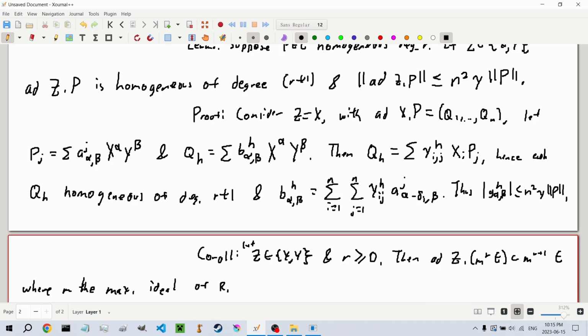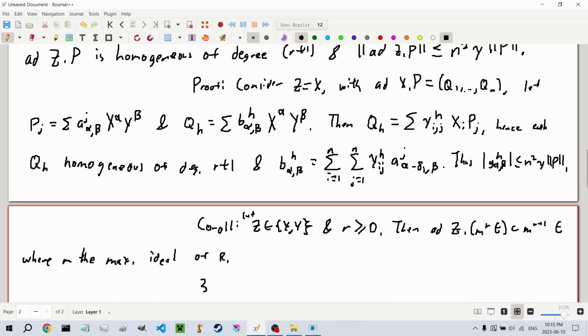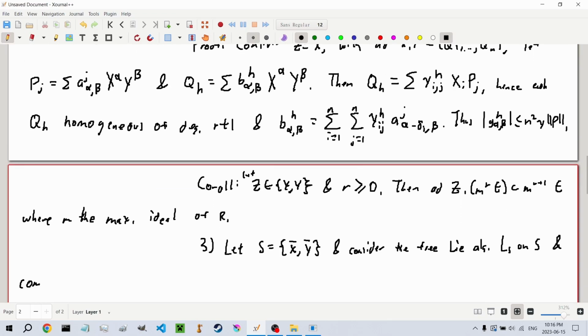Alright, and now we're on to step 3. We're probably going to have to split this whole proof up into a couple videos because it's very long, but we're going to let S be the set with components X and Y, and consider the free Lie algebra L_S on S and its completion, which you recall is L hat of S, defined to be the product from 0 to infinity of L_S to the R.